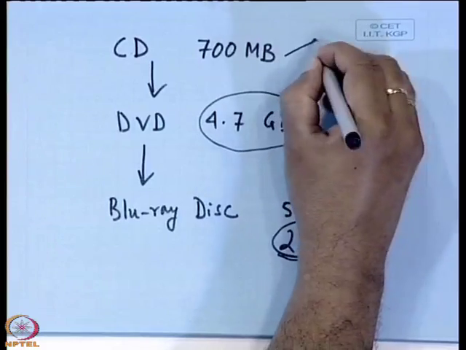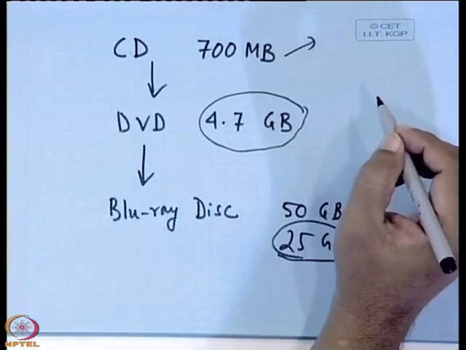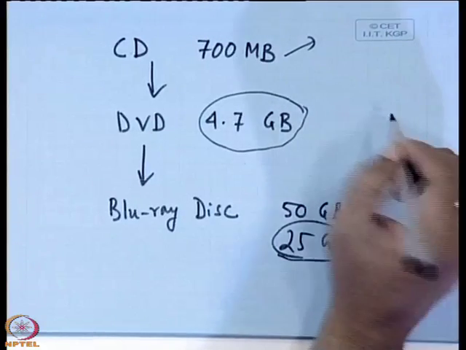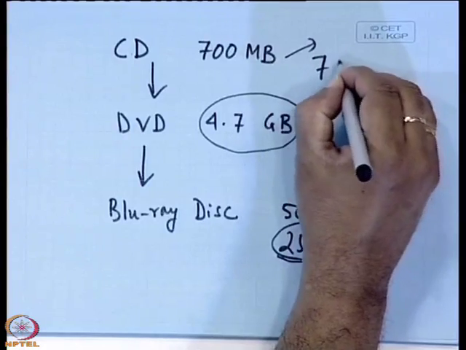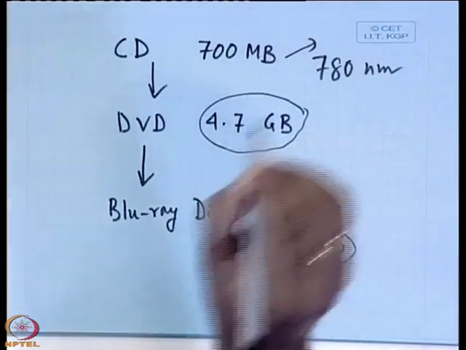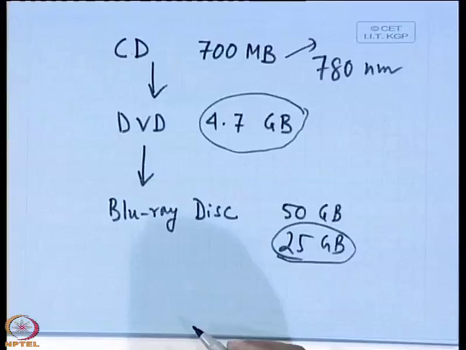Now, for 700 MB, what did people use for writing? What was the wavelength of laser? Do you know? Earlier, what was the wavelength of laser which was used for the storing of 700 MB in CD? It is basically 780 nanometer. Okay? 780 nanometer. And what is the color of this wavelength? No, it is infrared, it is not red. Above 700 it is infrared.